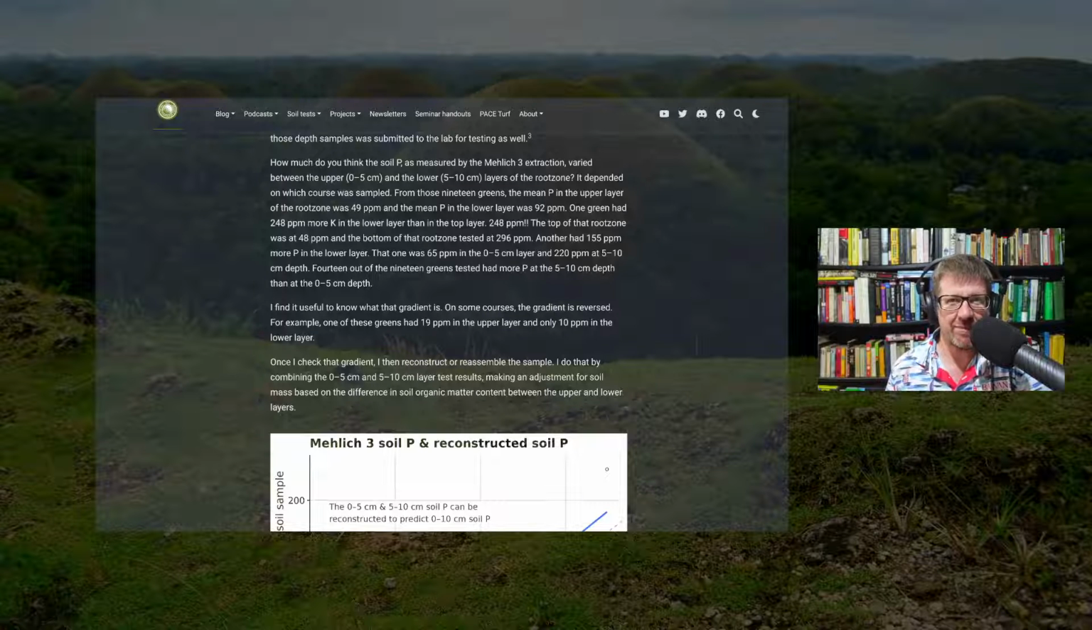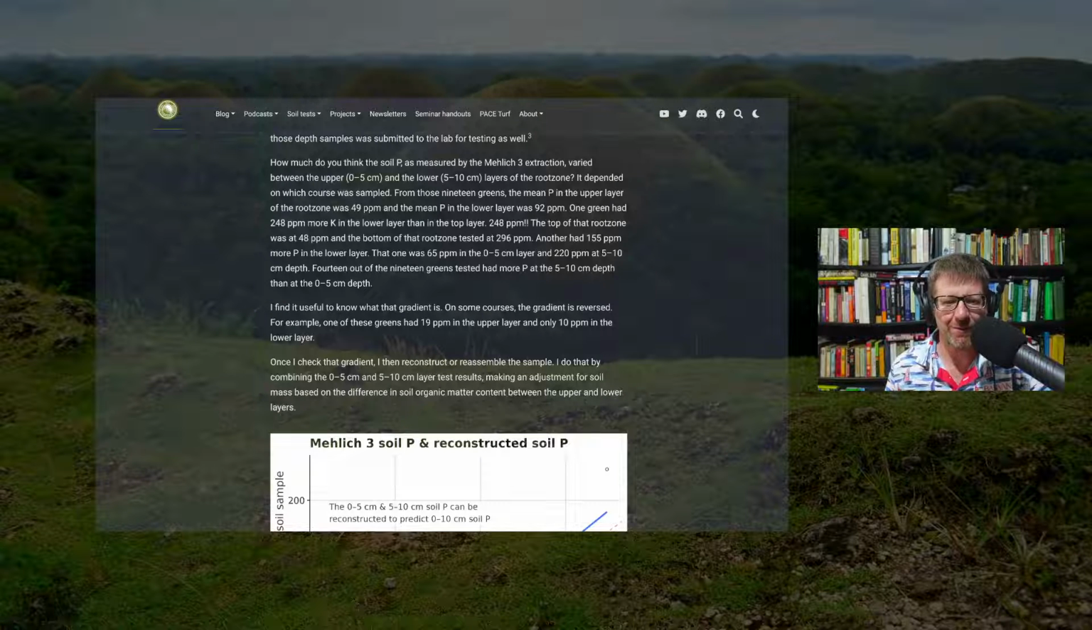And it can be quite extreme. One green had 248 parts per million more phosphorus in the lower layer than in the top layer. That's more than a 600% difference. 6 times more phosphorus deeper in the root zone than near the surface. It's useful to know that. It's useful to know the total amount of phosphorus, and it's also useful to know where it is.